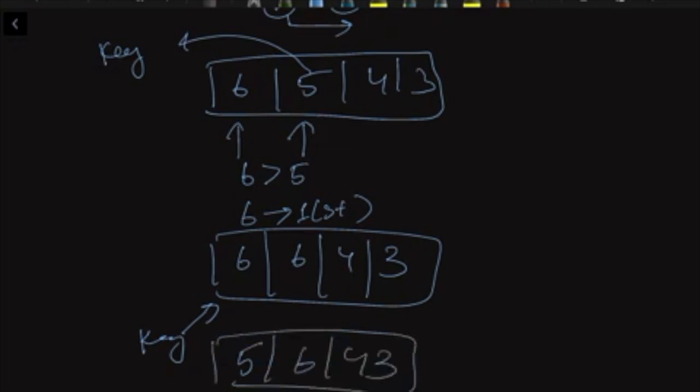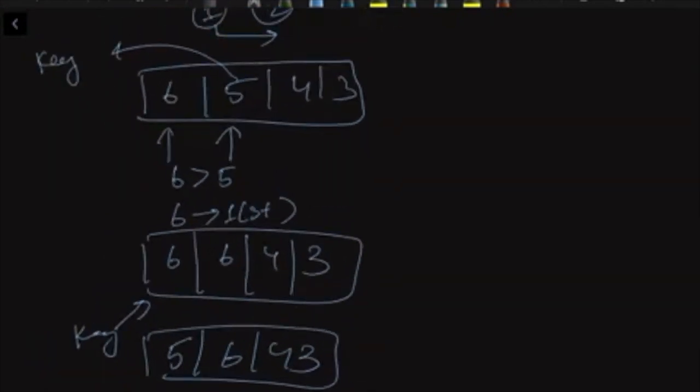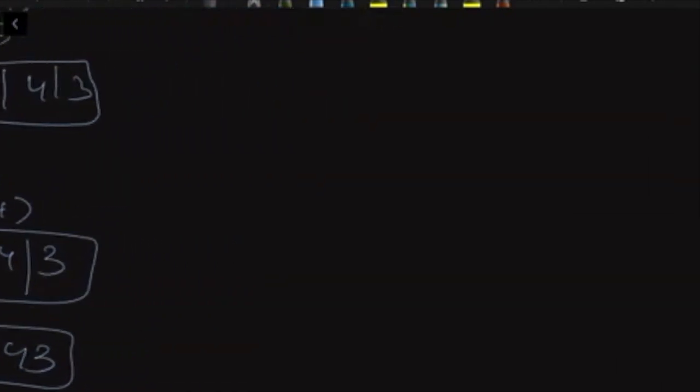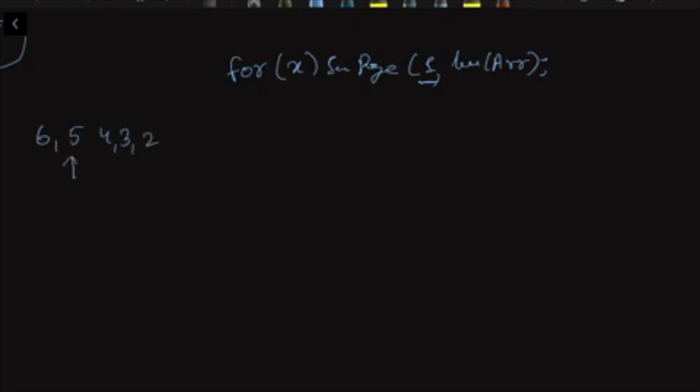So the concept is very clear. You need to just push the element which is greater to the right hand side. Let me write the algorithm for you guys. We'll be using x in range 1 to length of array, so we are starting with the first index, from here to here.